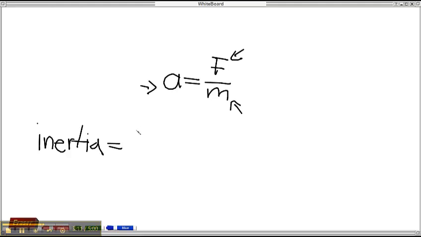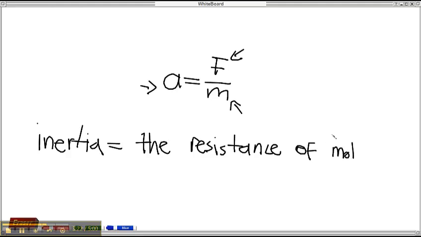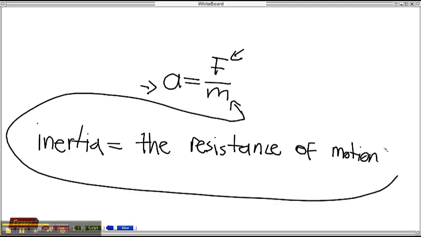is basically the resistance of motion. And the law of inertia is that the more mass an object has, the more inertia it has. So if an object has a lot of inertia, the more resistant it is to move. Thus, you would need more force to make the object accelerate. That's why it all depends on the mass.